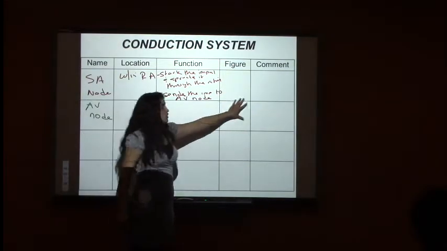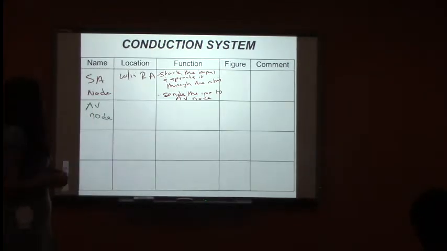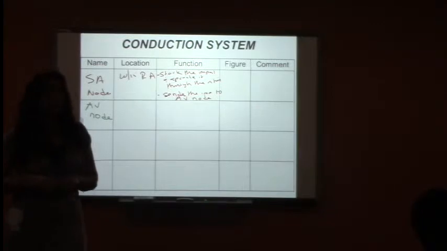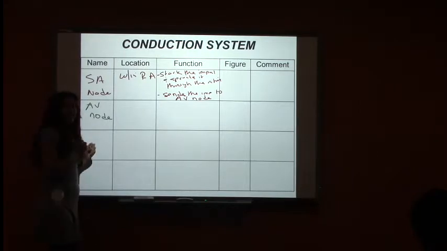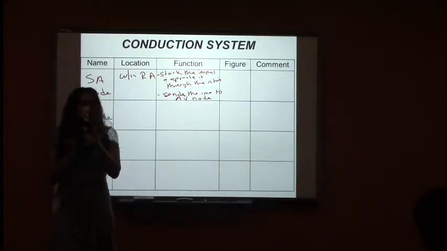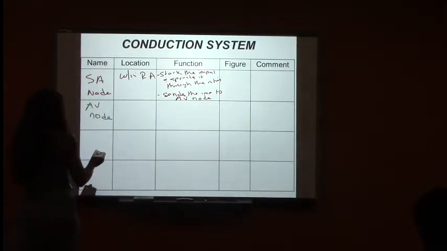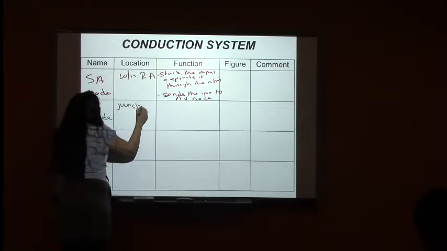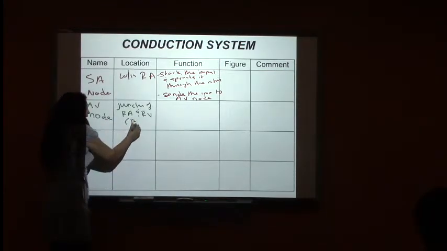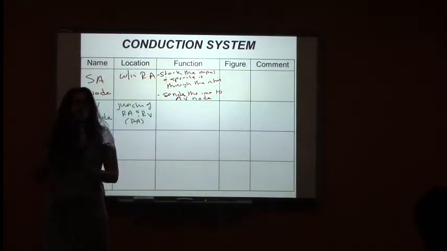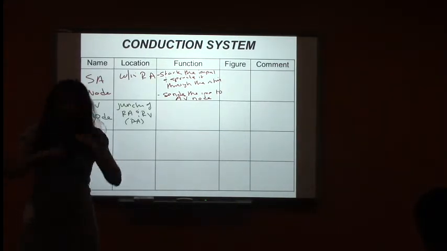I'll come back to the figure and the comment. So the second part, or the second pathway, is the AV node, the second segment. Atrioventricular node, AV node. Location: it is in the right atrium, but it's at the junction where the right atrium will turn into the right ventricle. Does that make sense? At the junction of right atrium and right ventricle. But it is still in the right atrium. If I had to pick one chamber, I would not say that it is in the right ventricle. It's still in the right atrium, but at the border.